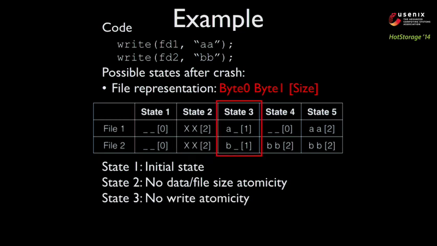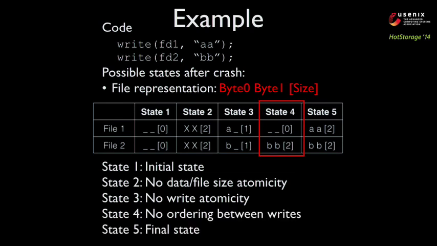In this state, there's no write atomicity, so we tried to write AA to file 1 and BB to file 2, but we only got partial of each. So that means maybe the file system takes a big write and breaks it into smaller writes. And of course, again, this is at the byte level for simplicity. You can imagine this across blocks or sectors.